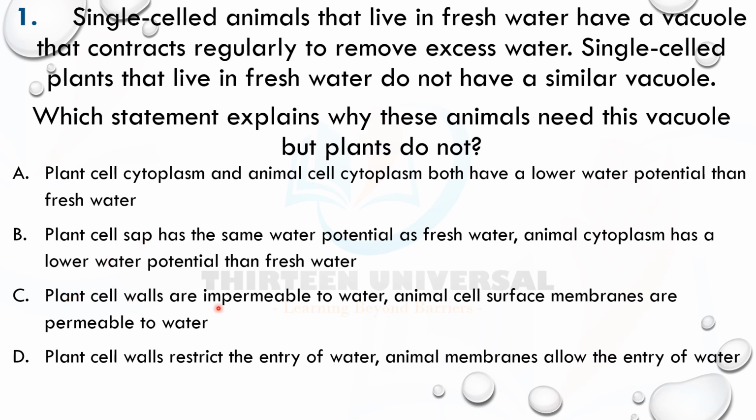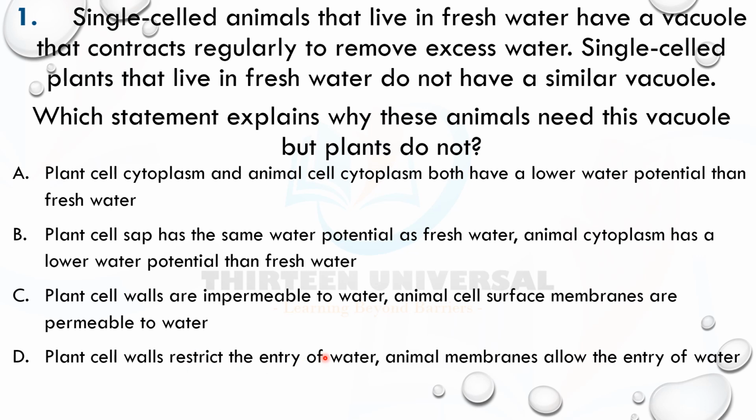C says plant cell walls are impermeable to water, and animal cell surface membranes are permeable to water. Plant cell walls are not impermeable, because cell walls are made of cellulose. Cellulose is polar, and the microfibrils of cellulose have pores that allow water movement. Water moves through the cell wall by mass flow, as a body of liquid, so it's not impermeable. So that leaves us with D.